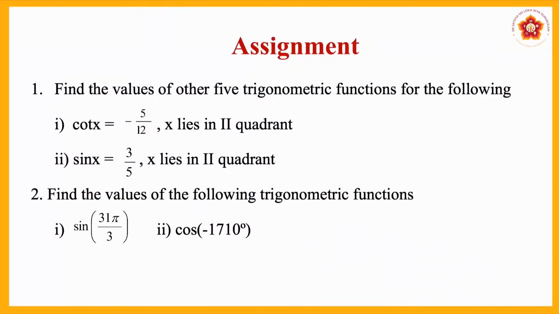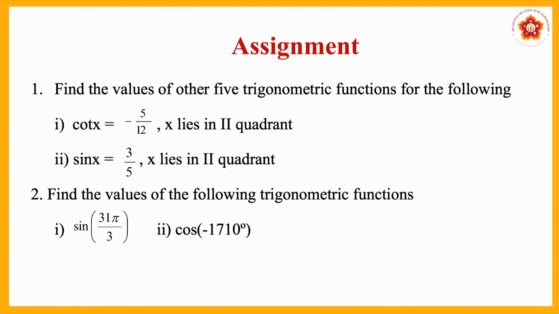So we have come to the end of this session. You have an assignment where the first question is to find the values of the other 5 trigonometric functions for the following. The first is cot x equal to minus 5 by 12, where x lies in the second quadrant. So use the ASTC rule. In the second quadrant only sine and cosecant are positive, so the remaining must be negative. The next problem is sin x equal to 3 by 5, where x is in the second quadrant. Here sin x is already positive. Then find the other 5 trigonometric functions.